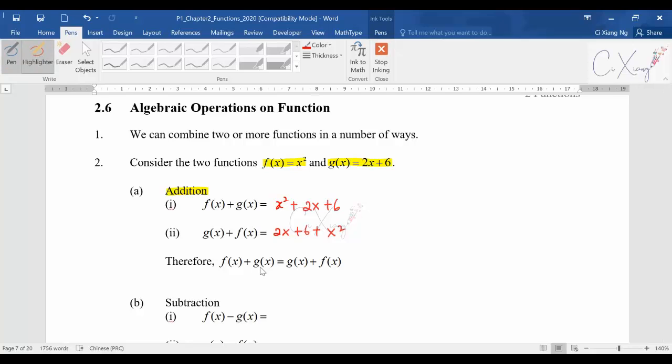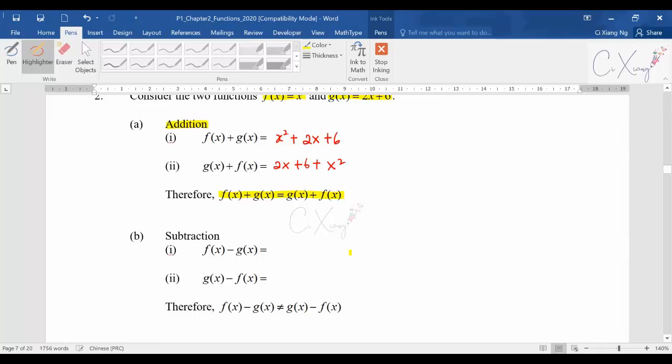So there's one important result that you need to know here. When you have f(x) + g(x), it will equal g(x) + f(x). Okay, so how about subtraction?